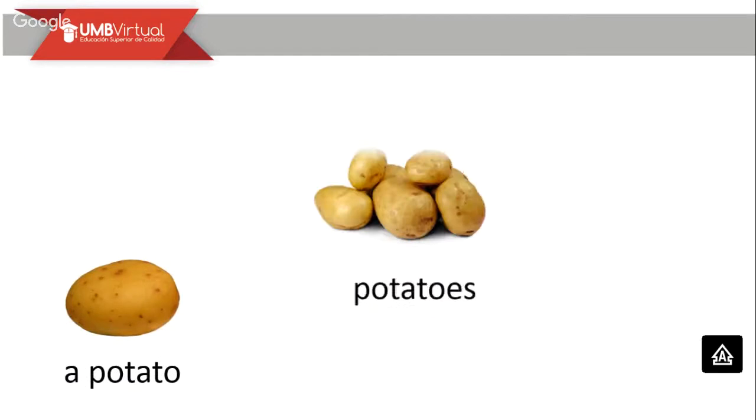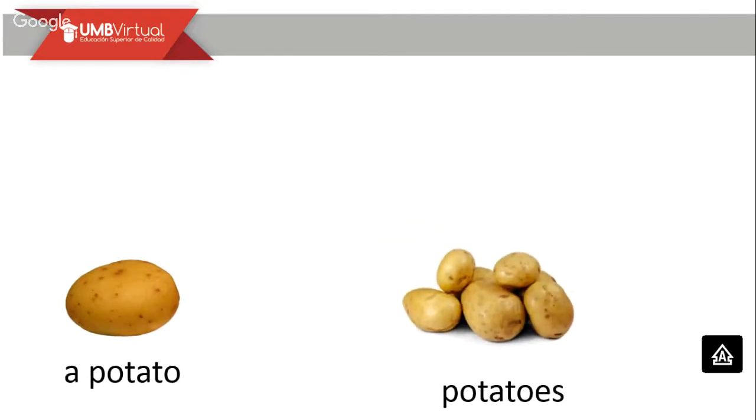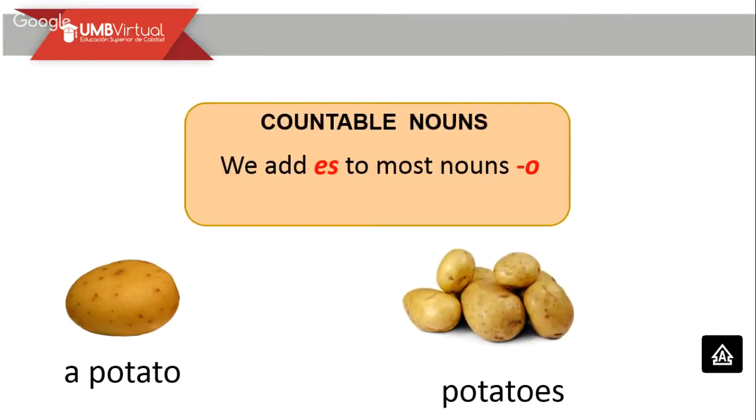Let's continue right here. So we have a potato and potatoes. As you can see right there, we have countable nouns. Okay, look at this part. A potato, all right. So we put just a because this one is not a vowel sound, it's just a consonant sound. And right here, as you can see, we are adding es to most of the nouns that finish in this case with O.